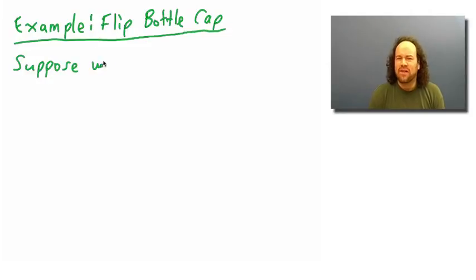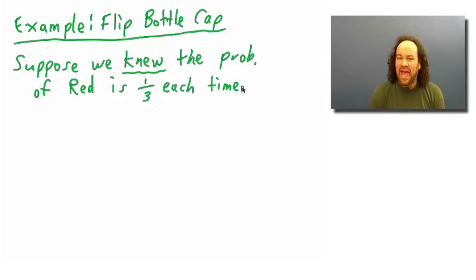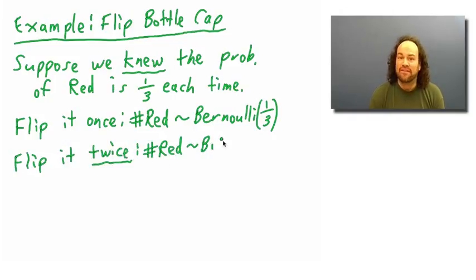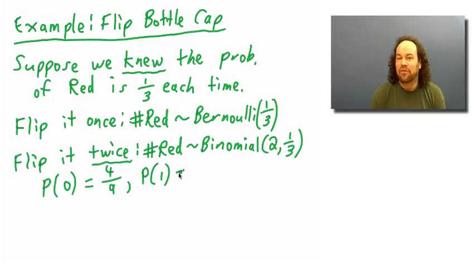Or if we imagine flipping those bottle caps like we did last time, well, suppose we knew that the probability of getting red on each bottle cap was a third. In that case, if we flip one bottle cap and count the number of reds, then that would be the Bernoulli 1/3. Or if we flip the bottle cap twice and count the number of reds, then that would be the binomial 2, 1/3. And we can work out the probabilities for that as we did. The probability that the number of reds equals 0 or 1 or 2.